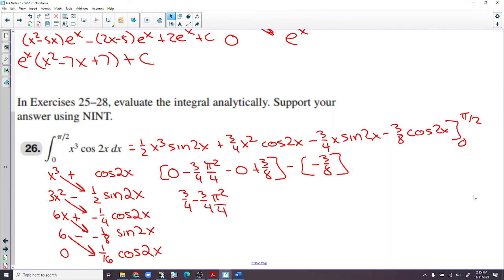This morning, I was doing the cosine of pi here, and I was getting a positive 3/8, and then we couldn't figure out where I was going wrong. It's cosine of 0, it's 1. I was making that negative 1 this morning. And for the life of me, I could not figure out what was going on. Anyway, yeah, that's integration by parts.